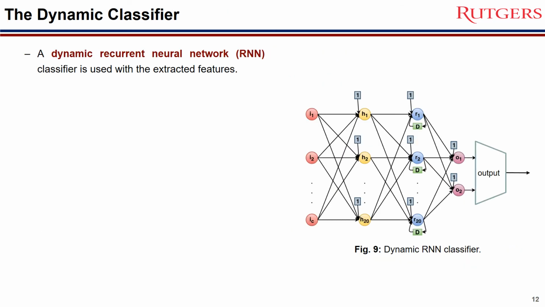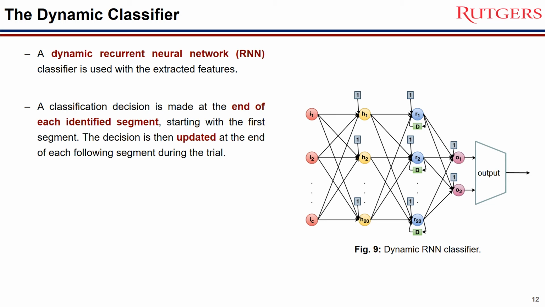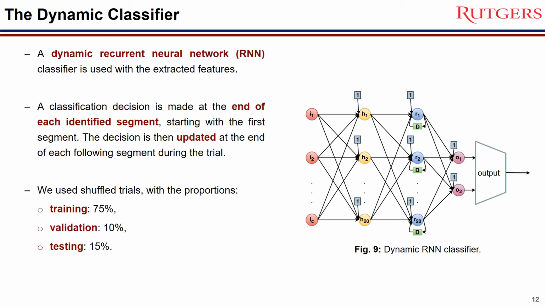The dynamic classifier. A dynamic recurrent neural network classifier is used with the extracted features. A classification decision is made at the end of each identified segment, starting with the first segment. The decision is then updated at the end of each following segment during the trial. We used shuffled trials with the following proportions: 75% were used for training, 10% for validation, and 15% for testing.